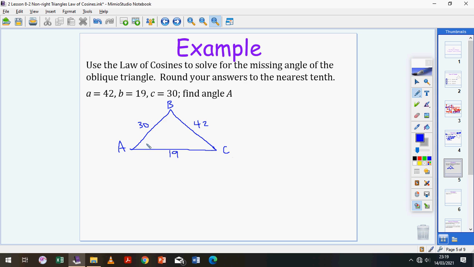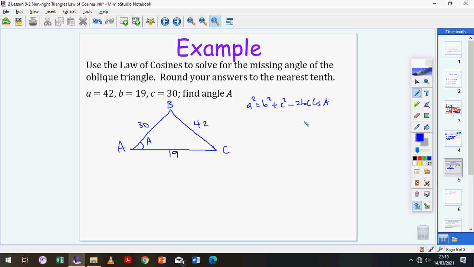They want me to find angle A. So this is the angle that I'm finding. Now, if you look at the cosine law, the way it's stated, a squared is equal to b squared plus c squared minus 2bc cosine of a, you can rearrange this so that you just solve for the value of a.